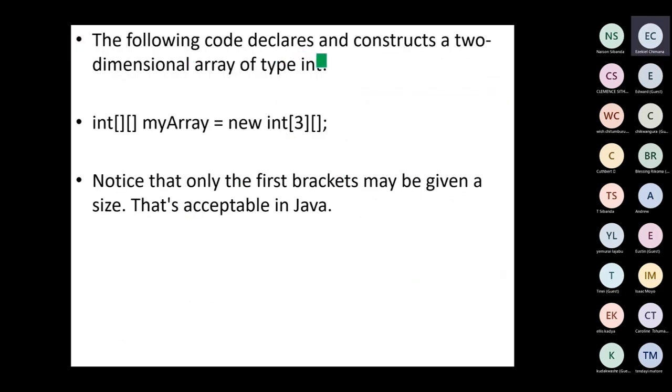So the following code declares and constructs a two-dimensional array of type int. To declare a two-dimensional array of type int, it's int, then two square brackets, then your identifier, then the new keyword, and it is also legal to put the size in just one of these brackets. Notice that only the first brackets may be given a size. It is acceptable in Java to put the size here alone.